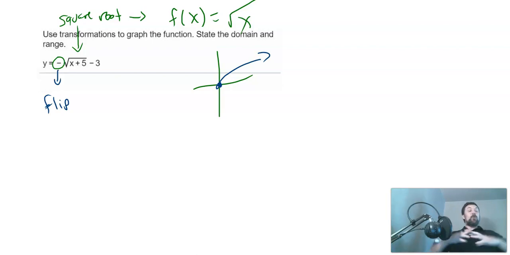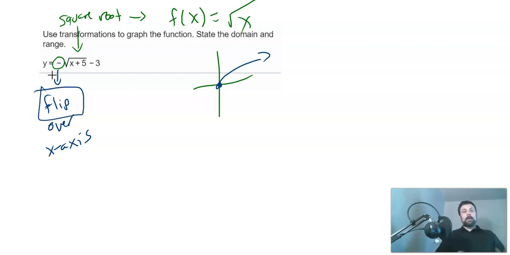Now, if we were going to look at other types of reflections, then I need to be specific here and say, we're flipping the graph over the x-axis, not the y-axis, not some other axis. We're flipping it over the x-axis. But for this particular textbook, that's the only kind that we are looking at anyways. So if you just say flip, I'll know what you mean, and that's fine.